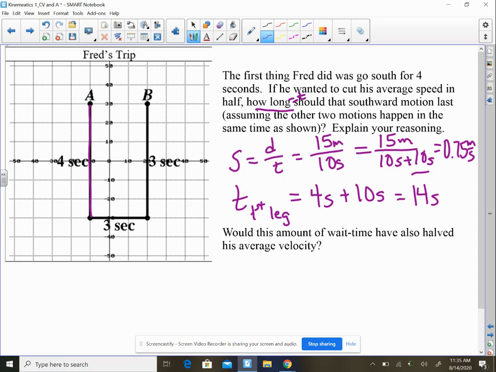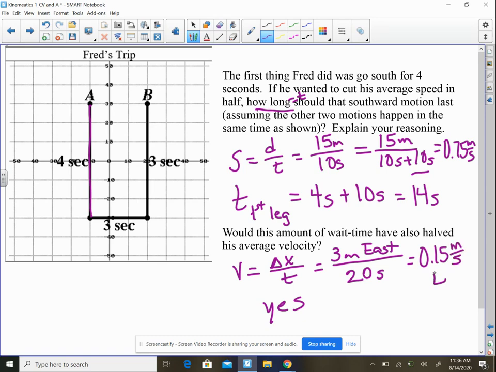Now here's our follow-up question. Would this also half the average velocity? So if he had the same trip, he just took longer, in fact, twice as long, he didn't change his displacement at all. His displacement was still 3 meters. And so if we double the time and make that 20 seconds, you do indeed half the velocity. So yes, the velocity is definitely cut in half. And so instead of 0.3 meters per second to the east, he is 0.15 meters per second to the east. So definitely cuts the velocity in half. Why? The change in position is the same, but the time doubles.